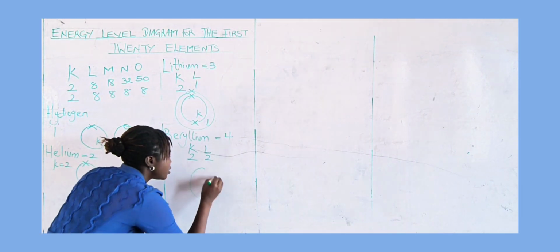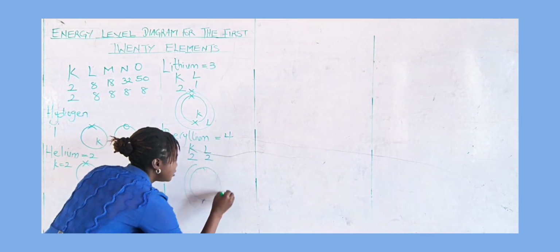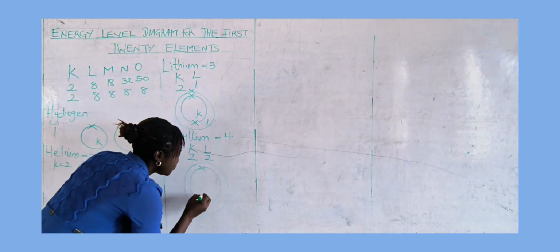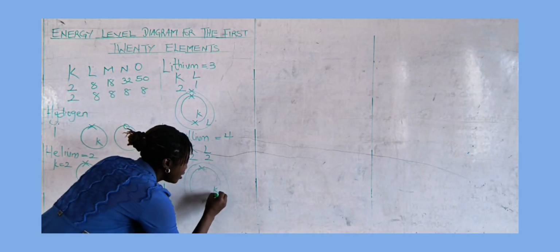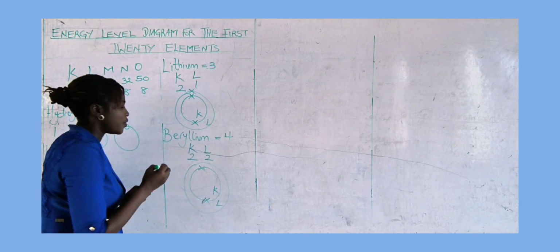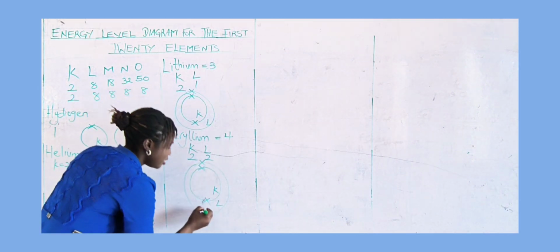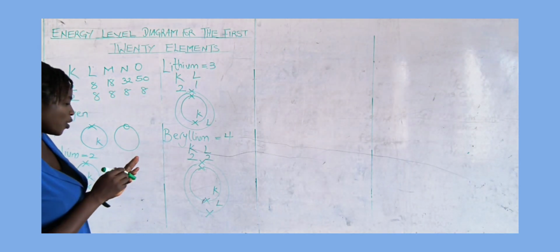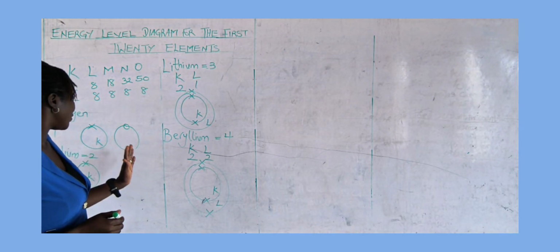So we are going to have 2 circles, 1 and 2. So let's share it. We have 1 here, and we have 1 here. This is our K and this is our L. We have 1 here, then we have 1 here. So for our beryllium, we are good to go.